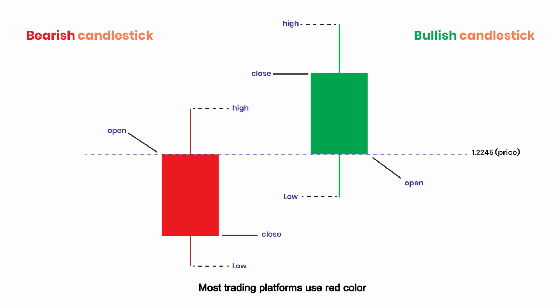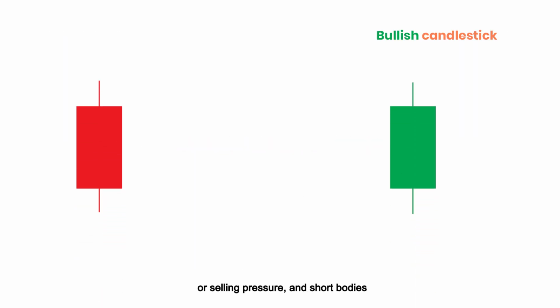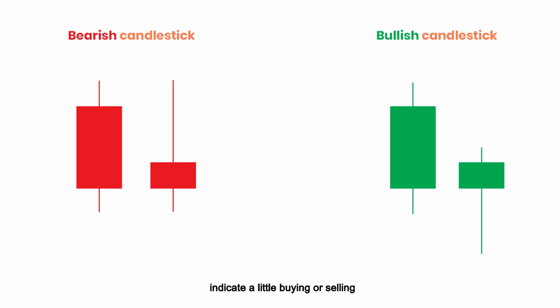Most trading platforms use red to refer to bearish candlesticks and green to refer to bullish candlesticks. But the color doesn't matter. You can use whatever color you want. Long bodies refer to strong buying or selling pressure, and short bodies indicate little buying or selling activity.